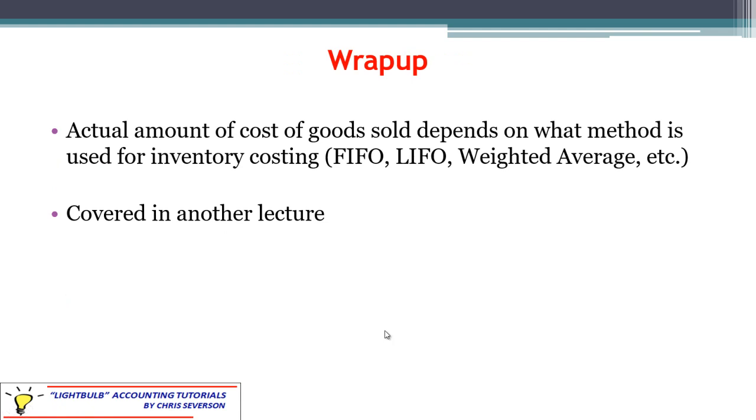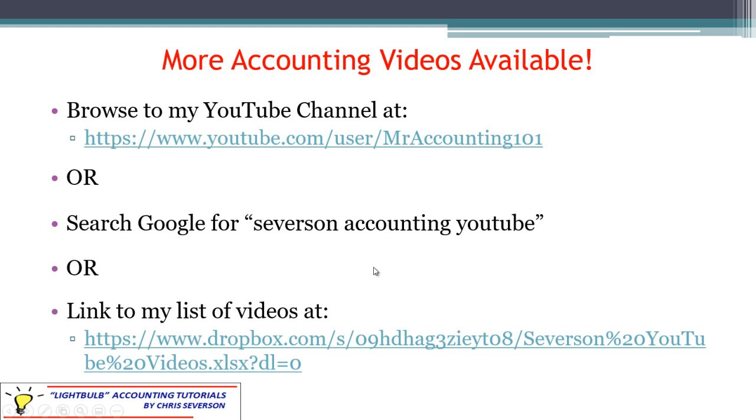Now, as I said earlier, the actual amount of ending inventory and cost of goods sold, even though it was given to us early on, depends on what method is used for inventory costing, whether it be FIFO, LIFO, weighted average. This is all covered in one or more later lectures. That gets a little more complicated, a lot more calculation, but certainly that's important as well. So hopefully this discussion has helped to further clarify the perpetual versus the periodic inventory system, specifically what journal entries are required under each method.